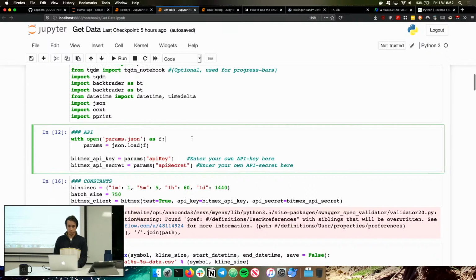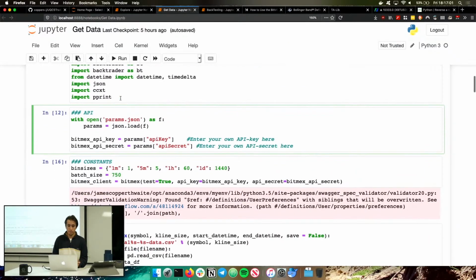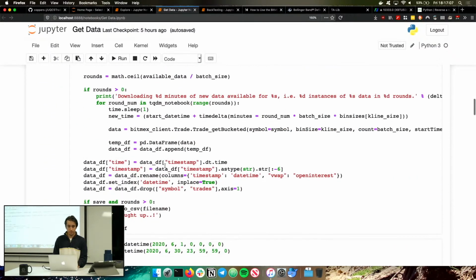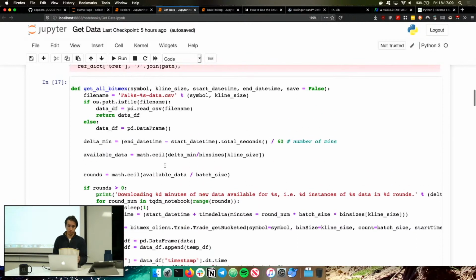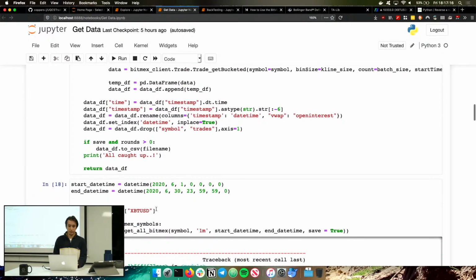But if we just initially, so Bitmex, the exchange, has an API. We're going to be using the REST API, not the WebSockets API. And there are some Python helper libraries that we're going to use. So here's just a function to download the data. So what we're going to do is download 6 months worth of 1 minutely candlestick data.